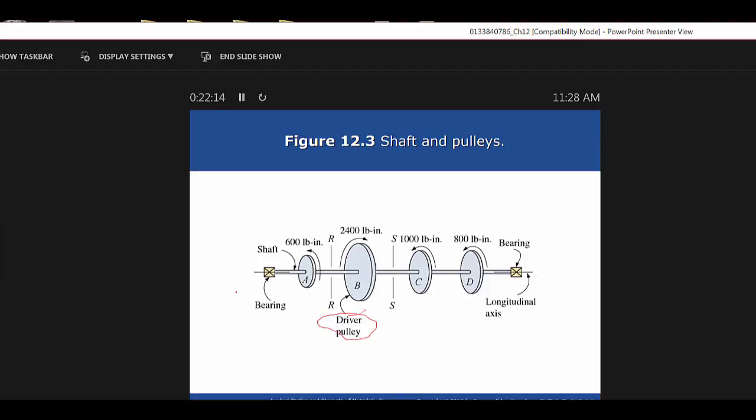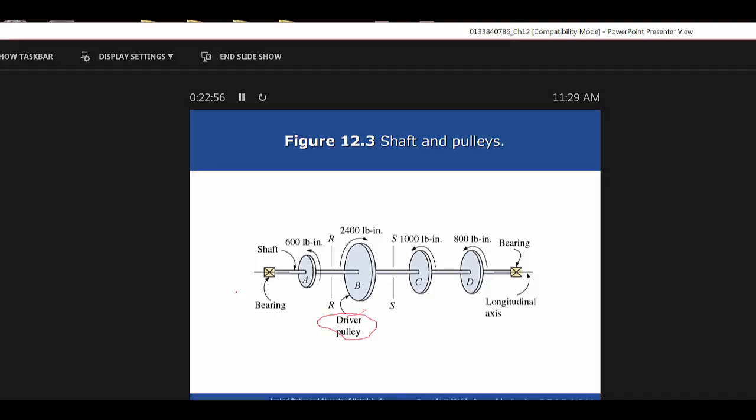So, example problem 12.1 now. Calculate the internal torque at sections RR and SS for the shaft shown in this picture, 12.3. The shaft is acted upon by the four torques indicated, assuming negligible bearing friction. In other words, we're not going to account for any friction based on those two bearings that are holding this shaft together, which there shouldn't be that much friction anyway.